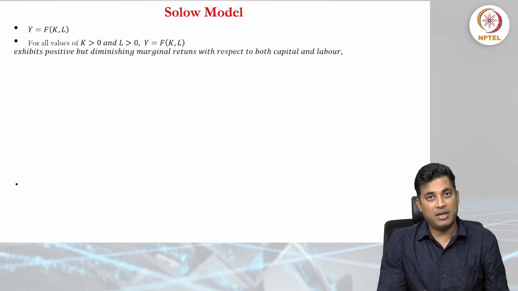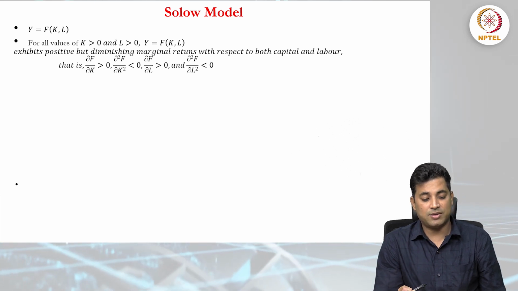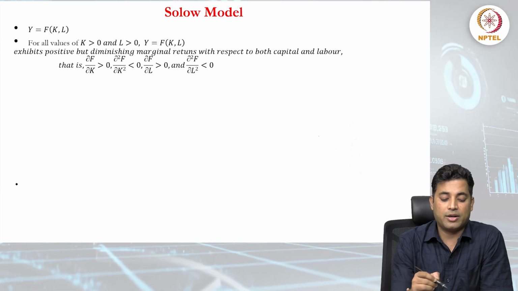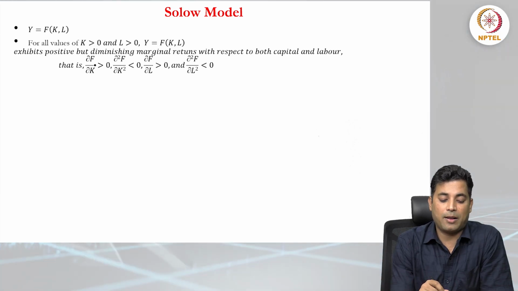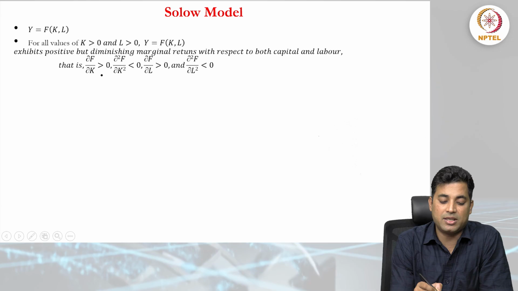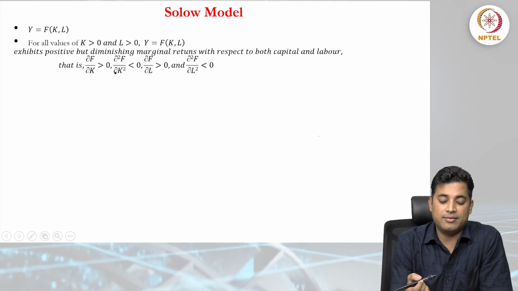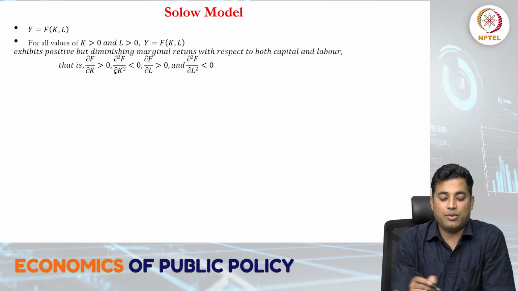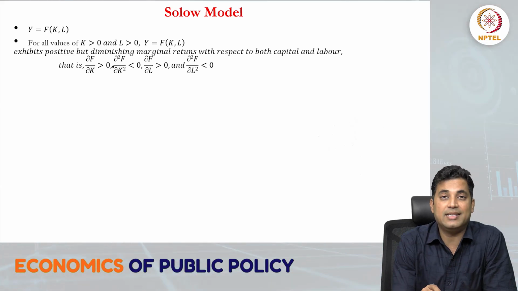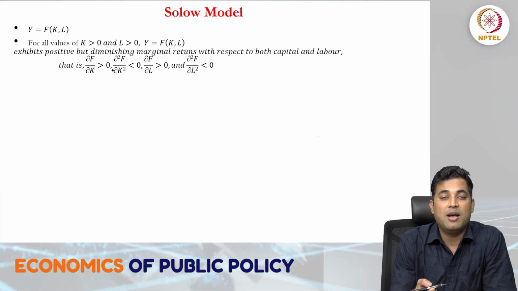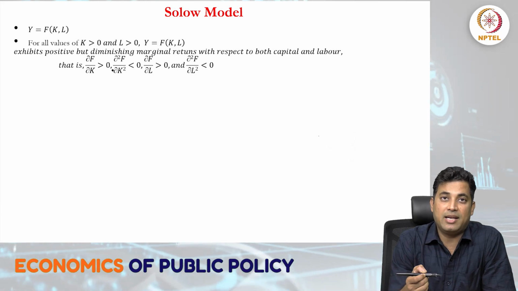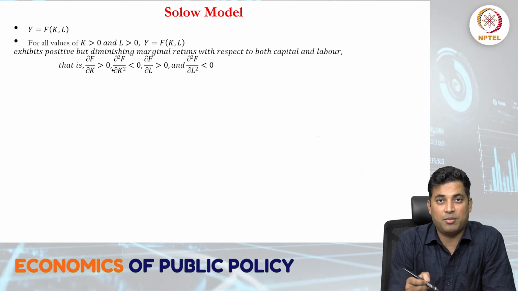So what does that mean, and which are the assumptions? The first order condition for the production function with respect to capital will be greater than 0, but then the second order conditions will be less than 0. Here df by dk means marginal productivity of capital, and df by dl means marginal productivity of labor.